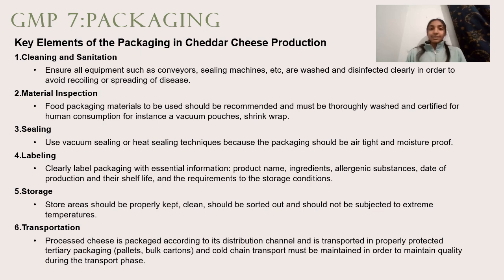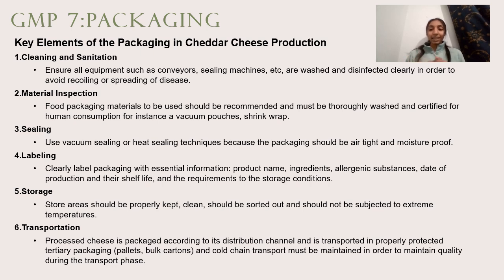Next is the key elements of packaging process. So let's break down the key steps in cheddar cheese packaging process. The first one is cleaning and sanitation. All the equipment, starting from the conveyors and the sealing machines, must be thoroughly cleaned and disinfected to avoid contamination, any cross contaminations. And proper sanitation is very important to maintain a safe production process.